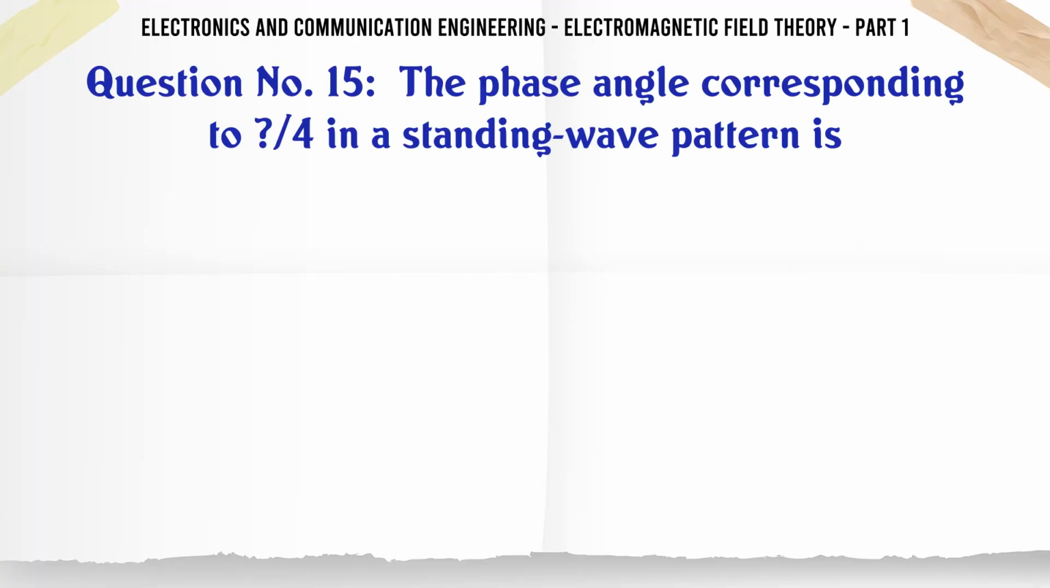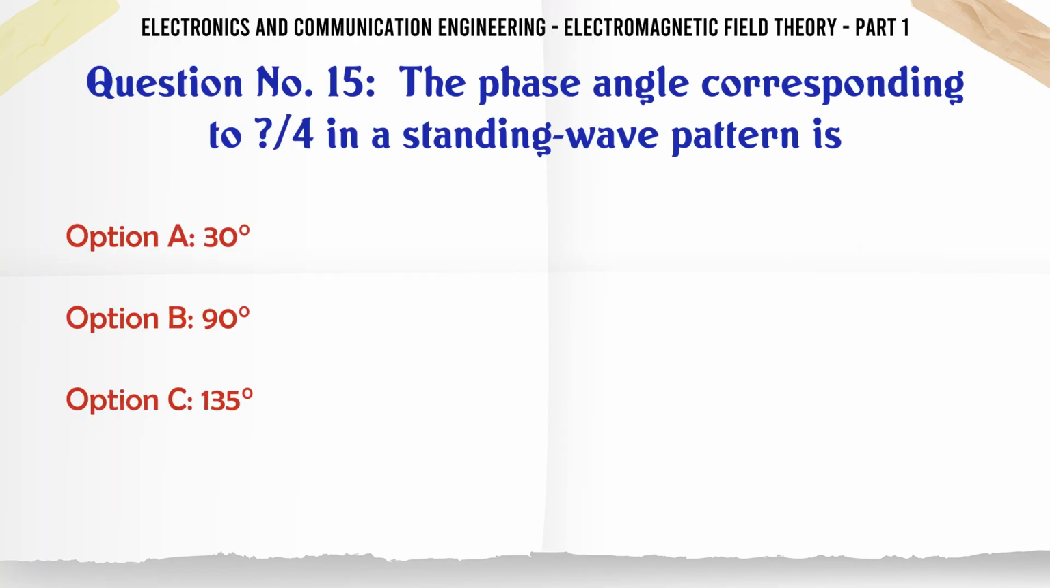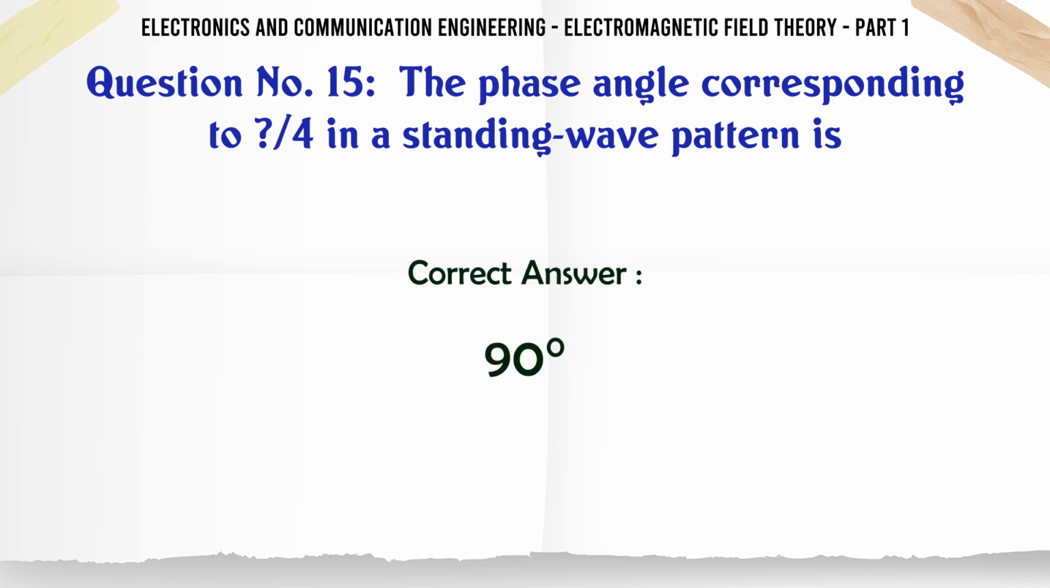The phase angle corresponding to λ/4 in a standing wave pattern is A 30, B 90, C 135, D 180. The correct answer is 90.